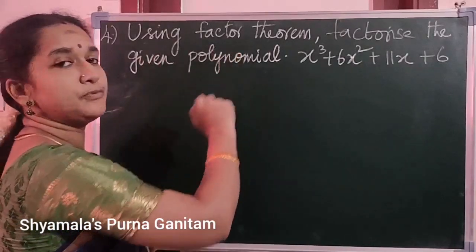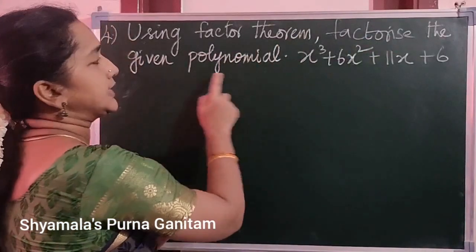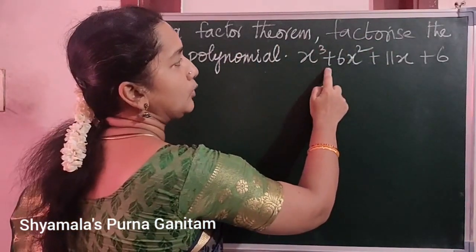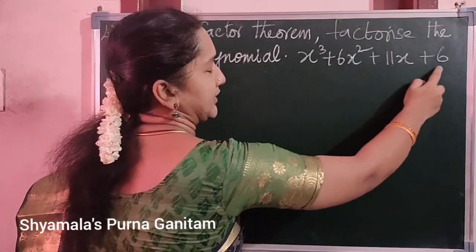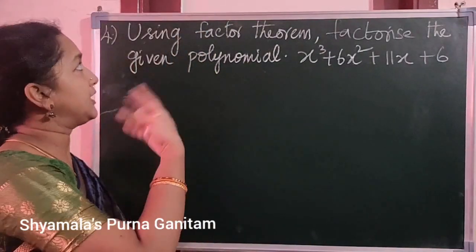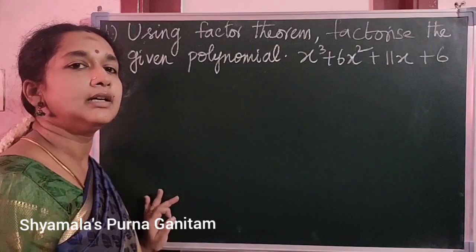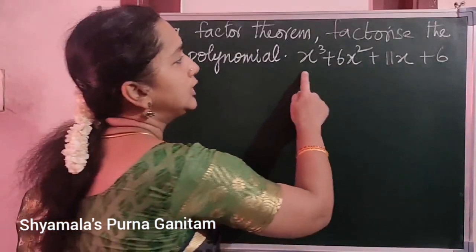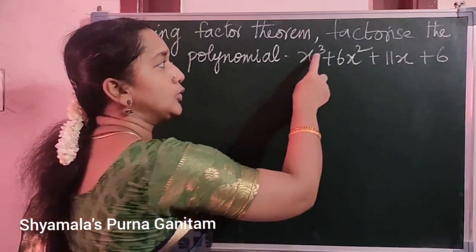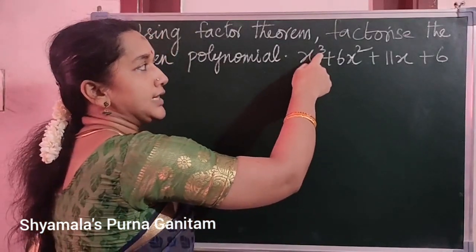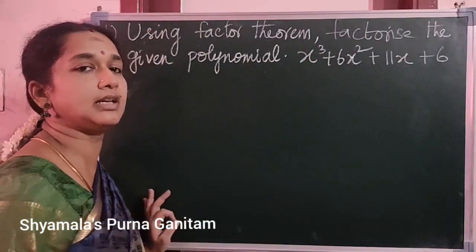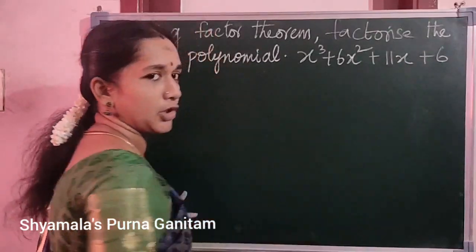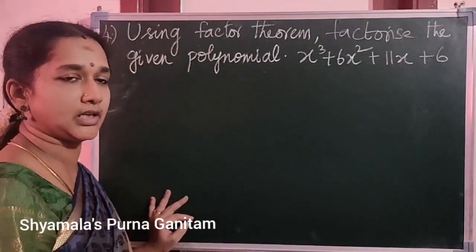Fourth sum. Using factor theorem, factorize the given polynomial x cube plus 6x squared plus 11x plus 6. The previous sum, third sum, is a quadratic polynomial. So you got two factors for this. Now this is a cubic polynomial. How is this a cubic polynomial? The highest power is 3. The highest degree is 3. So this is a cubic polynomial. So you will get three factors for this.